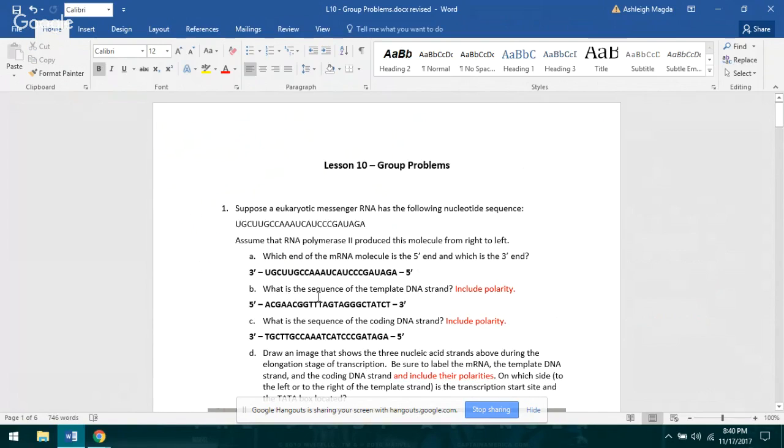And then for B, what is the sequence of the template DNA strand? So basically, you just change U to A, C to G, G to C, and then T to A. I think that's what I did. Yeah, I might be a little wrong. I'm looking at it. And just flip it around. And that's what I did for B. And then for C, you just take A out and change it to T, and that's where you get the coding strand. And there it is right there. And you flip it back to 3' to 5'.